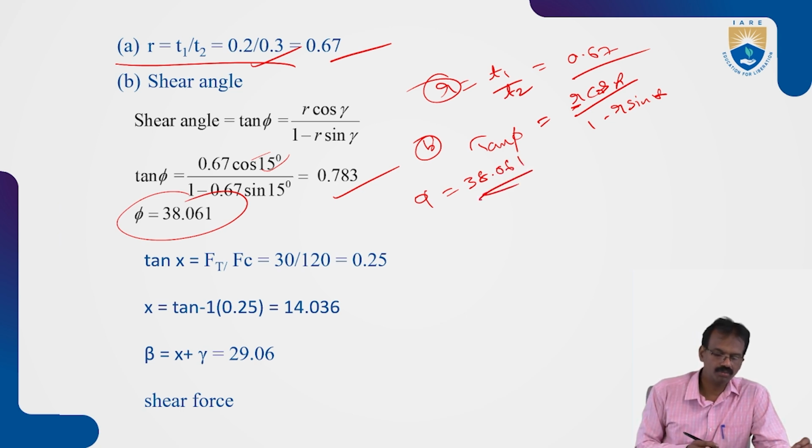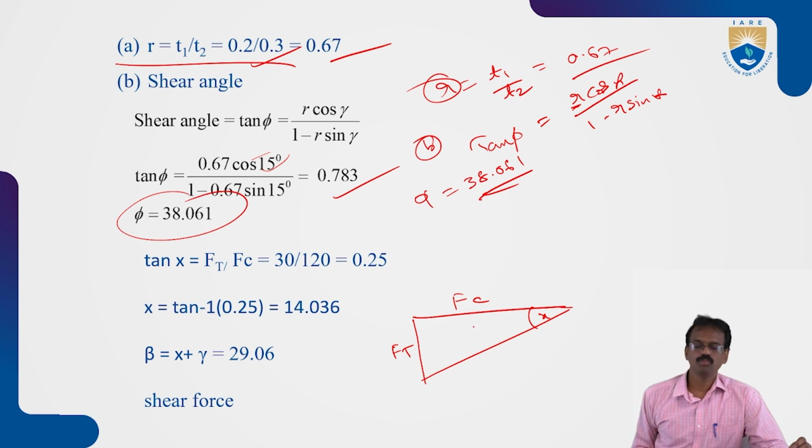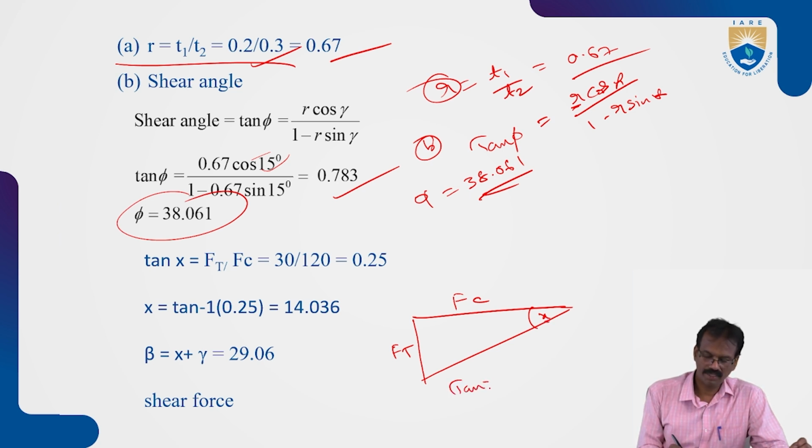Okay. So next, tan x. Tan x, you know that triangle. So this is the x, this is the Fc and Ft, because both Fc and Ft parameters have been given. So by using this triangle, you can find out the x value also. That is, tan x is equal to the opposite side Ft by Fc. You know that Ft is 30 and Fc is 120. So that is 0.25.